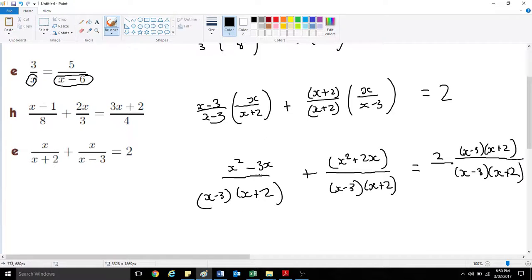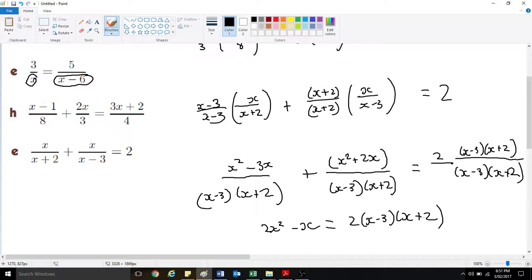So now let's collect our like terms here: x squared plus x squared, we've got 2x squared, and minus 3x plus 2x is going to give us minus x, is equal to the top of the right side, 2 times x take 3 times x plus 2.